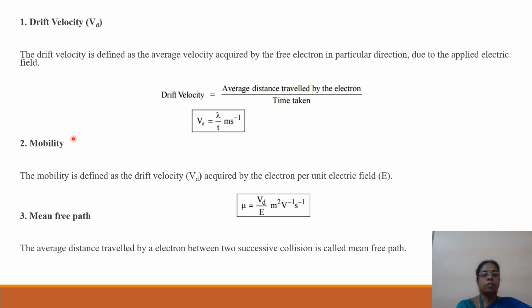Then the mobility, the symbol is mu. It is defined as the drift velocity acquired by the electron per unit electric field. Then mu is equal to Vd by E, and the unit is meter squared per volt second. Then comes the definition of mean free path. It is defined as the average distance traveled by the electron between successive collisions, and this is called the mean free path.